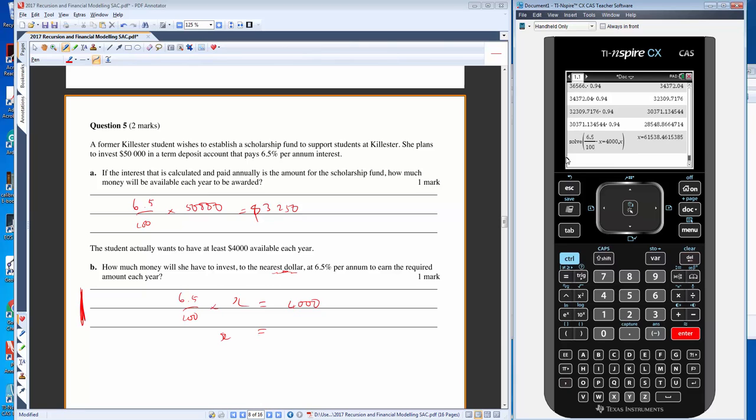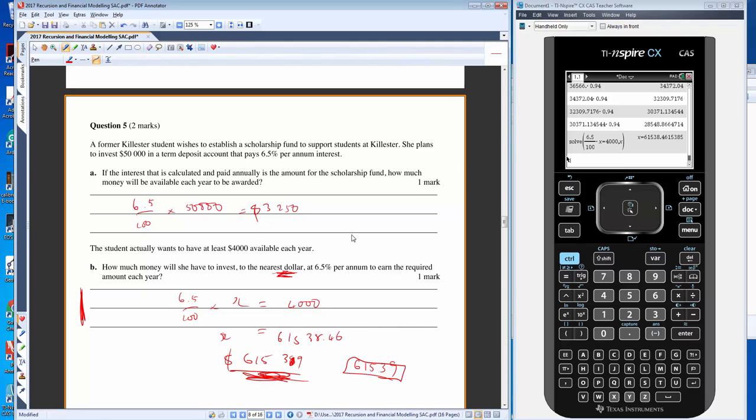And it's saying that the answer is 61538.46. We want to round this to the nearest dollar. So what a lot of you did was say that that is 61538. But in fact, we need to be careful because rounding to the nearest dollar like that is not going to give us the $4,000. In fact, it's going to be less. So your actual answer needed to be 61539 to be correct.